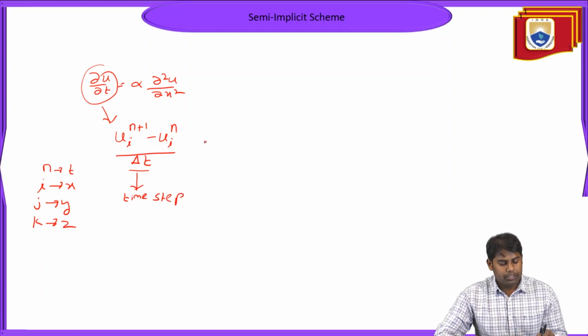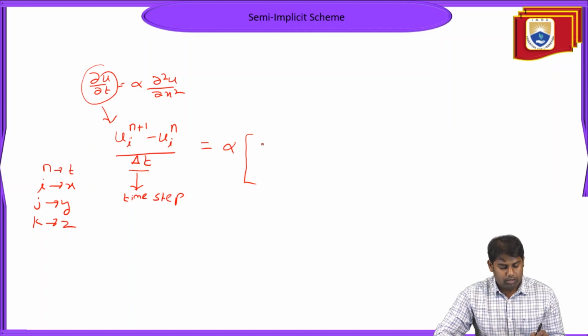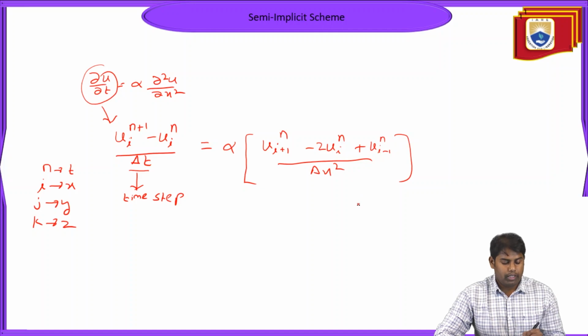Which is equal to α, the diffusion term, times, for the explicit method, (u_(i+1)^n − 2u_i^n + u_(i−1)^n)/Δx². Here you see clearly that n+1 is the only unknown term we have.